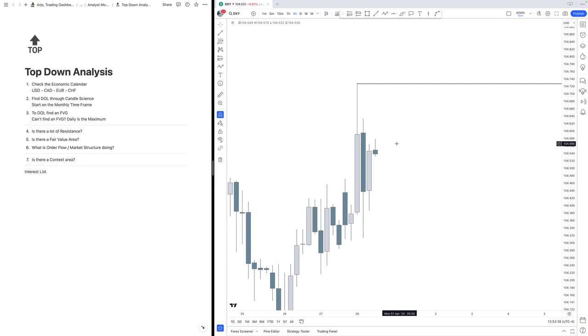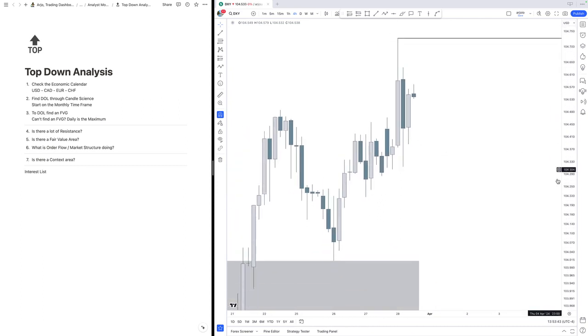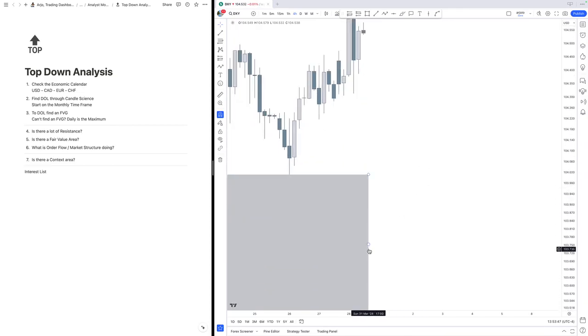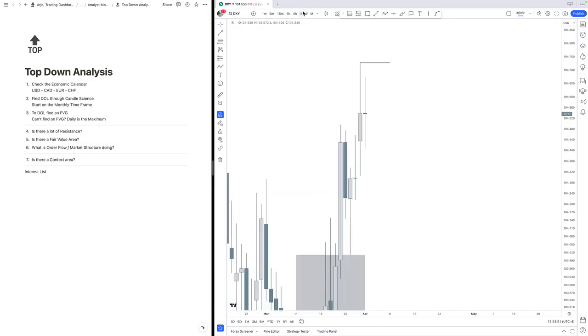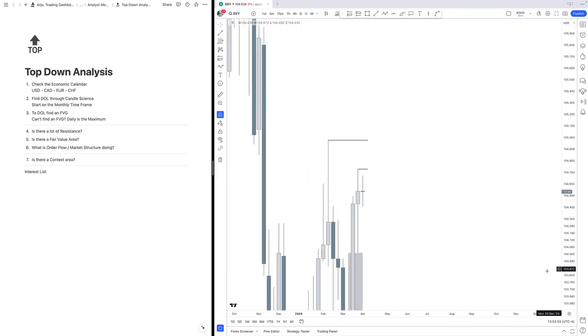Now, from here, do we have a clear context area, or do we have a clear fair value gap that we can currently continue higher from? Well, potentially the weekly fair value gap. But again, I would argue that weekly fair value gap is quite far of a retracement to make to then continue higher already. So that doesn't make a lot of sense to me. I believe this might be a breakaway gap right there.